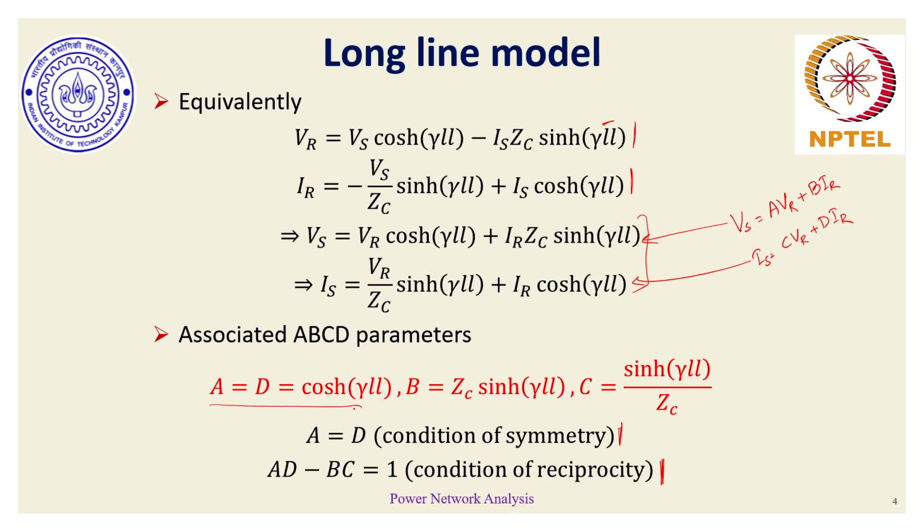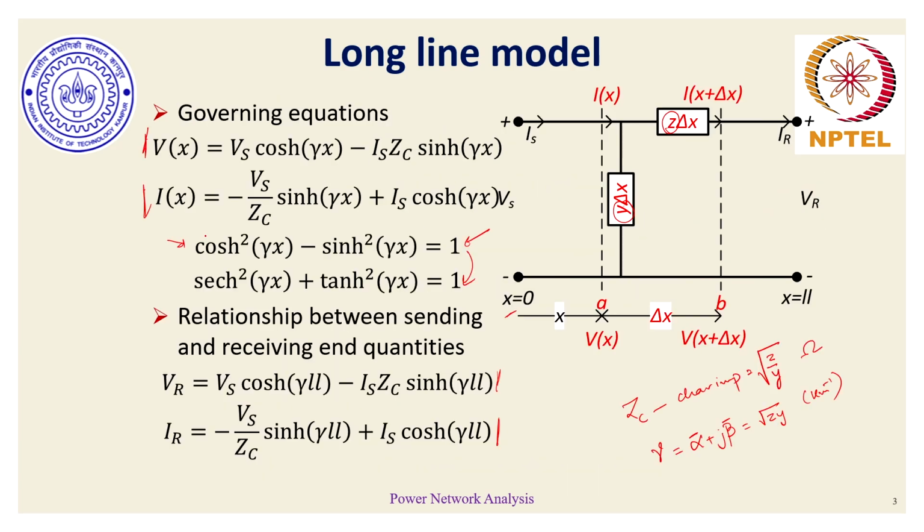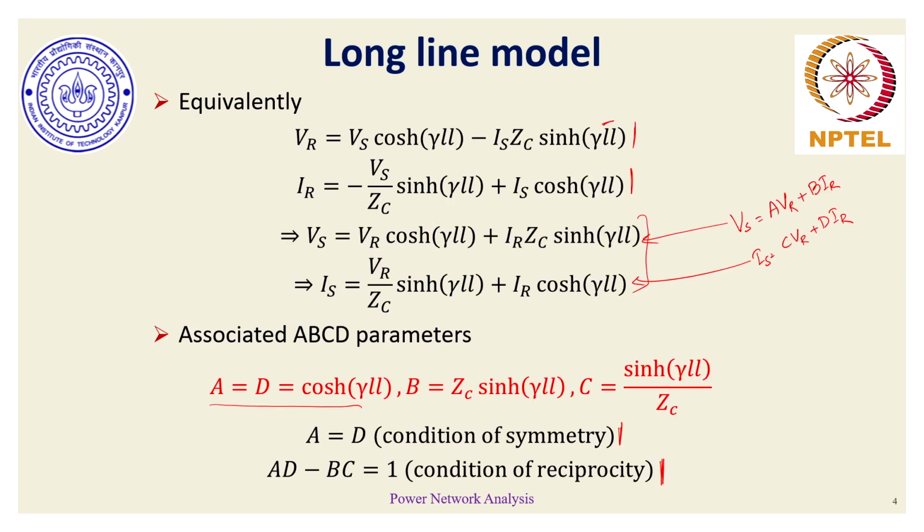Condition of reciprocity, how does it become obvious? Thanks to our previous discussion, where we are making use of this particular relationship. So here we have A into D, which is nothing but cos hyperbolic square gamma LL, and BC, if we multiply, ZC gets cancelled, we still have sine hyperbolic square gamma LL. Cos hyperbolic square gamma LL minus sine hyperbolic square gamma LL is equal to 1, and that's how AD minus BC is always equal to 1, which reflects the condition of reciprocity.